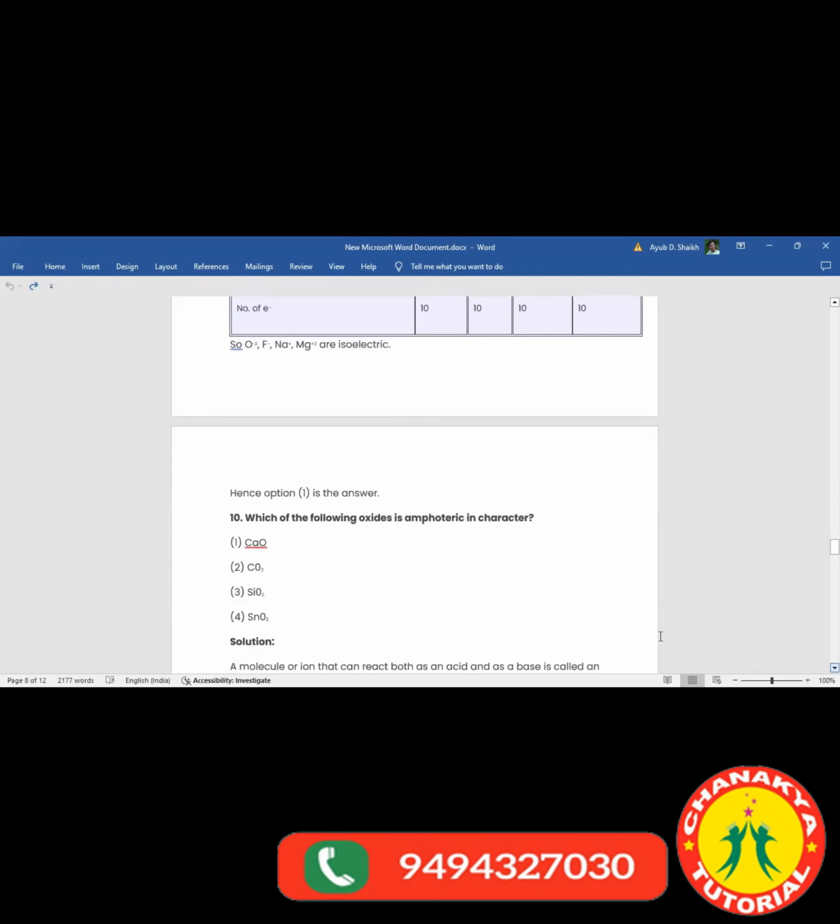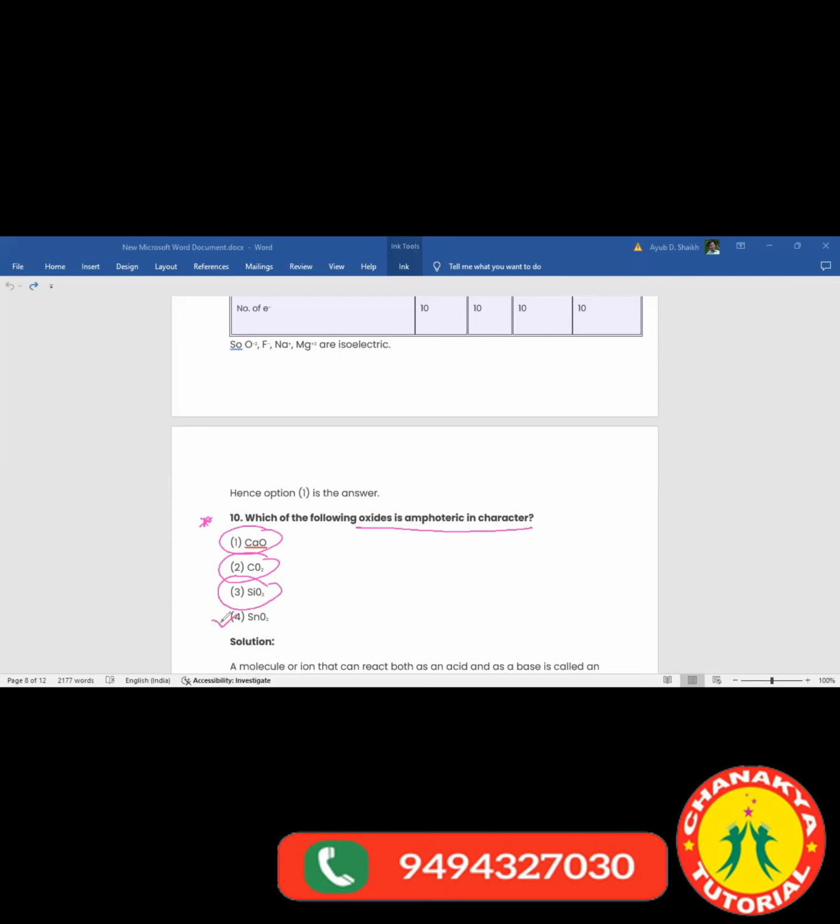Which of the following oxides is amphoteric in character? Calcium oxide, we know that it's a metal oxide. It's not amphoteric at all. Carbon dioxide, it is a non-metal oxide. It is also not amphoteric. Silicon oxide, silicon is just below carbon. It is also not an amphoteric oxide.